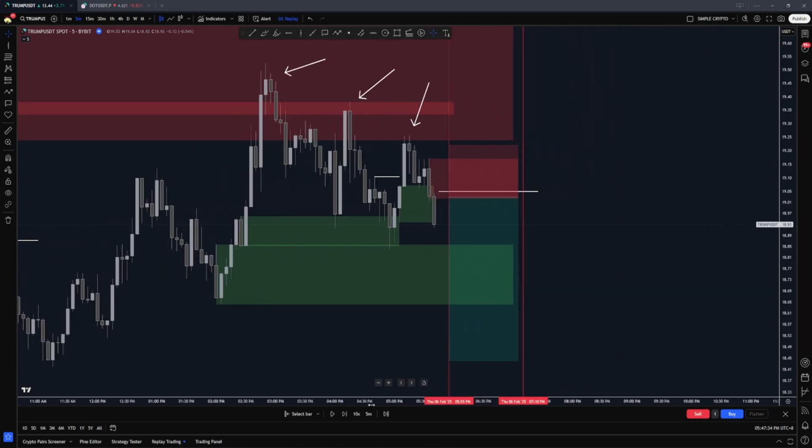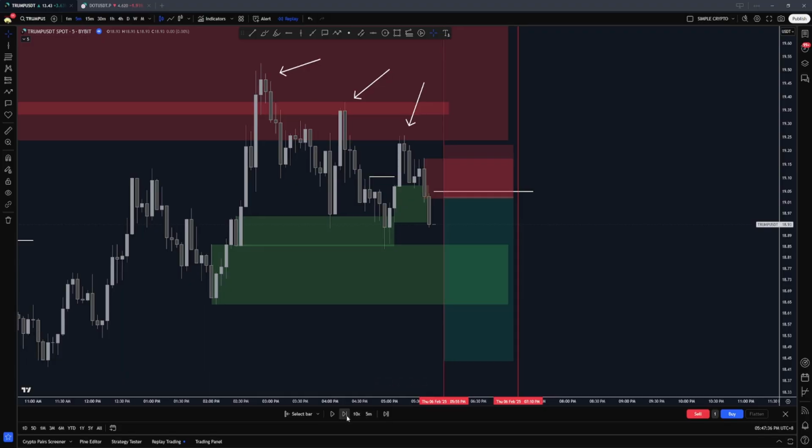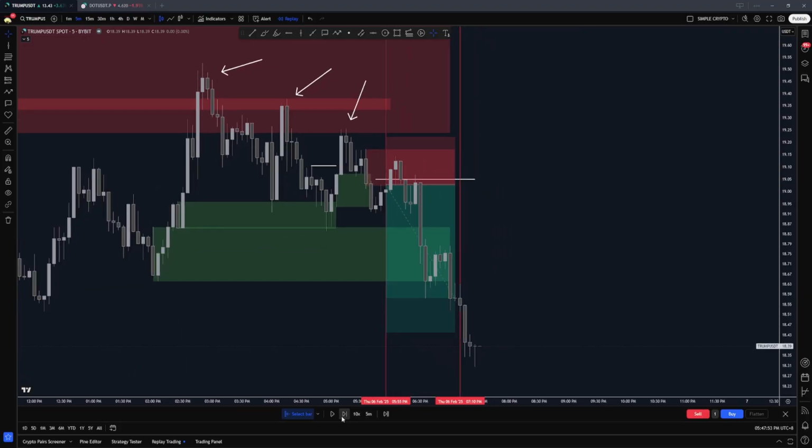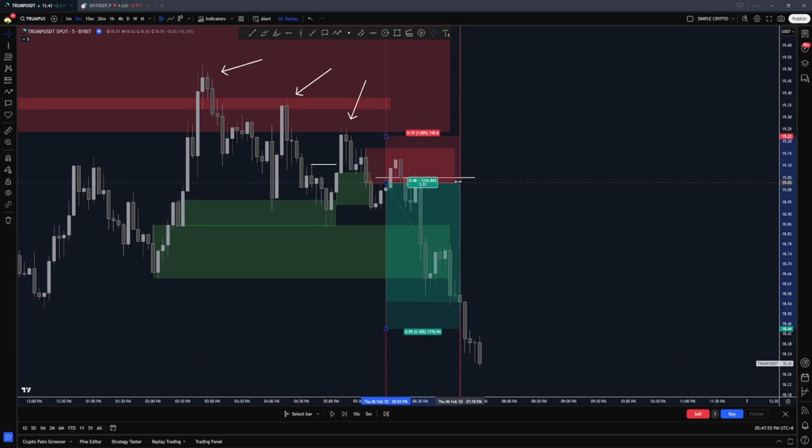Now you can see after that low was taken out, the market created a pullback. Then the market started to drop all the way to the downside, smashing our take profit, securing and completing the $20 to $500 within 5 trading days.